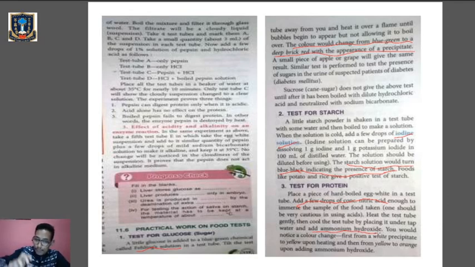What we are doing, we are putting a piece of hard-boiled egg white in a test tube. Then we are putting a few drops of concentrated nitric acid so that it can completely immerse the food particles, and we are heating the test tube. And then after cooling, we are putting ammonium hydroxide. When we do this, we will observe the color change. First, the color will change from white precipitate to yellow, and on cooling, the color will change from yellow to orange when we add ammonium hydroxide. So this will indicate the presence of protein in the given sample.